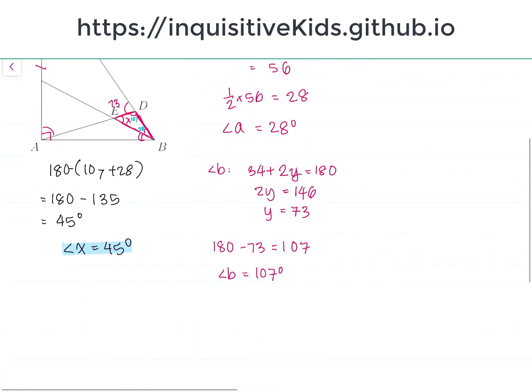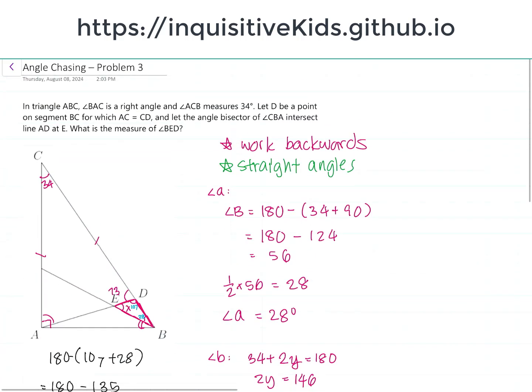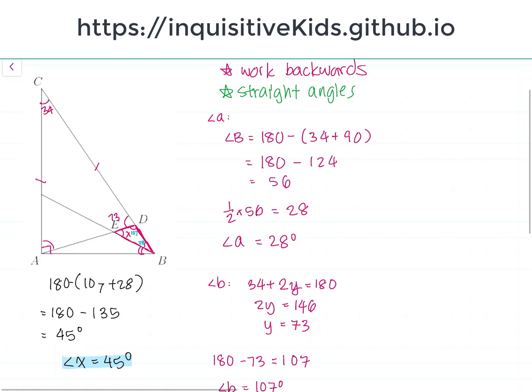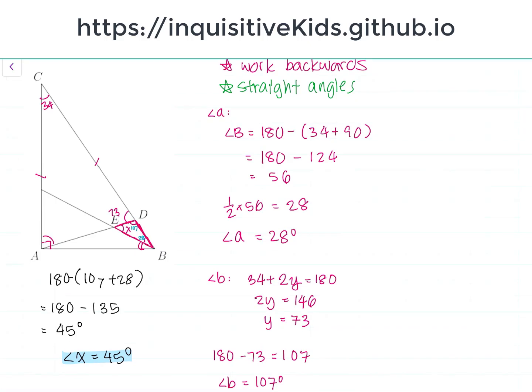And these are very common problems that you'll see on the AMC8 and other math competitions at the middle school level, also like MathCounts. So when looking at these problems, remember, always work backwards. And the two main concepts we've been coming across lately are the interior angle sum of triangles and straight angles.